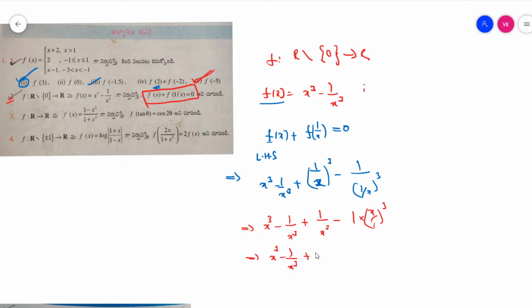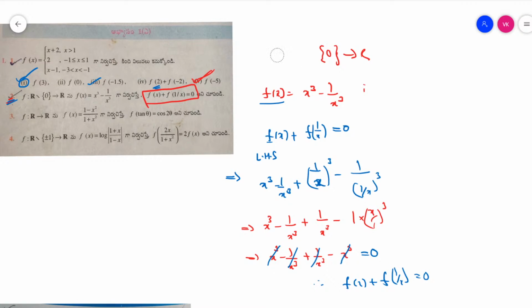While simplifying, we will cancel the x cube minus x cube and the 1 by x cube minus and plus 1 by x cube. Finally we get 0. So that's why we can write f of x plus f of 1 by x is equal to 0. This is the answer for the second question.